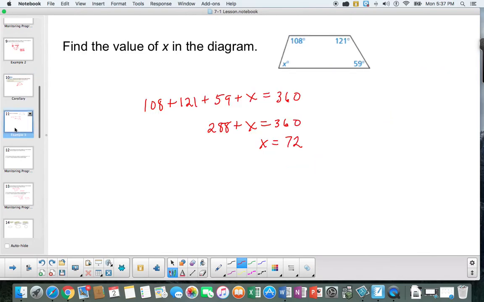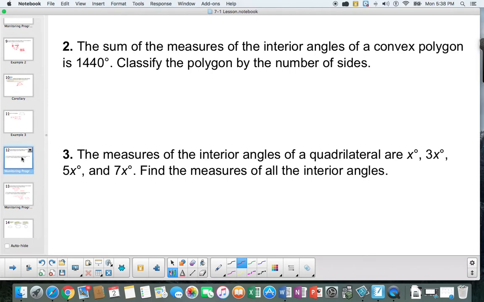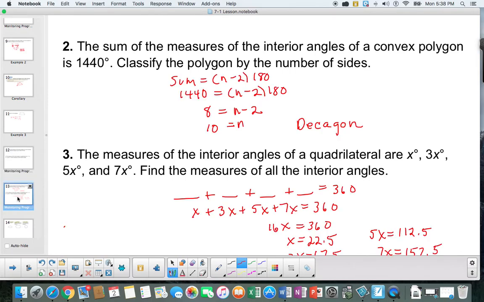Let's use this to do this problem. I want to find the missing angle. I know that all 4 angles have to add up to 360, and then I just do my algebra and find that x is equal to 72. Your turn. Go ahead and stop the screencast and see what you can do. Here are the answers.